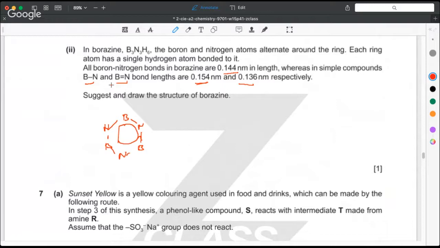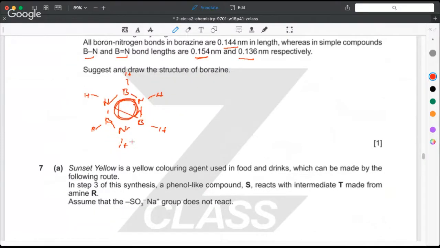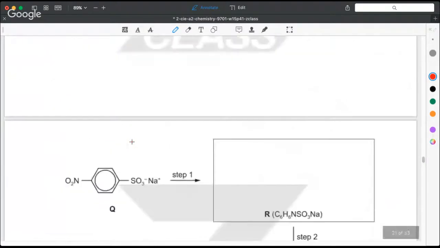And so the examiner's complaint here was that students drew the ring. That's fairly obvious that you've got to draw, B3N3H6. You've got the hydrogen atoms there, like you had in benzene. And the examiner said, well, that's okay. A lot of students drew that, but they didn't draw the delocalized ring like you have in benzene for this molecule here, B3N3H6. So, okay, good. Right.